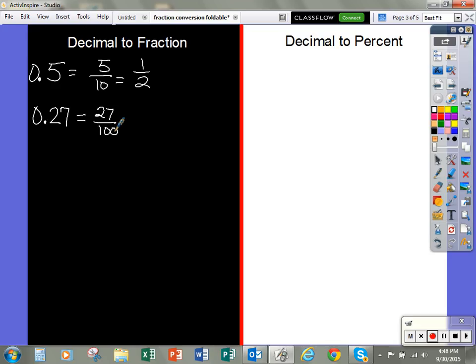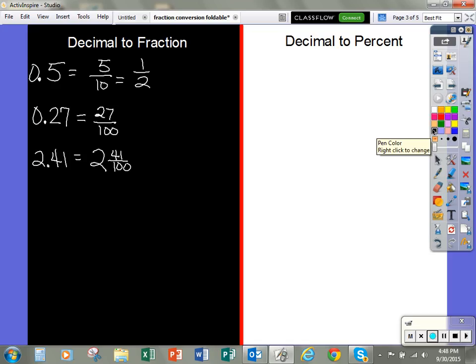What if I have something like 2.41? Well, I know that I have a whole number, so 2 and 41 hundredths. I would write the decimal part as a fraction and simplify if I could. So decimal to fraction is not too complicated. But we've already looked at decimal to percent when we looked at fraction to percent.